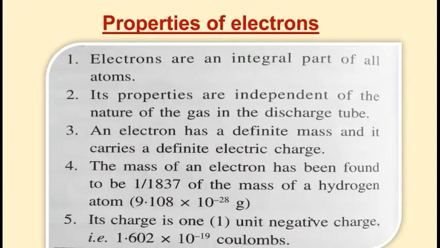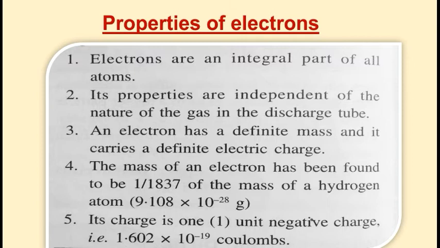Now let's learn the properties of electrons. Electrons are an integral part of all atoms. All the atoms contain electrons, whether small or bigger. All the atoms will have at least one electron. In the case of hydrogen, only one electron is there.